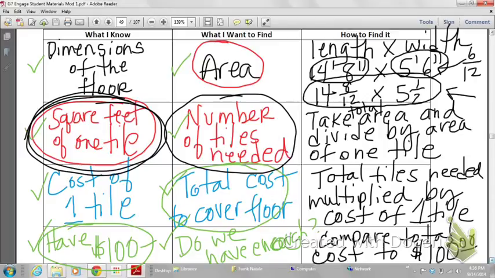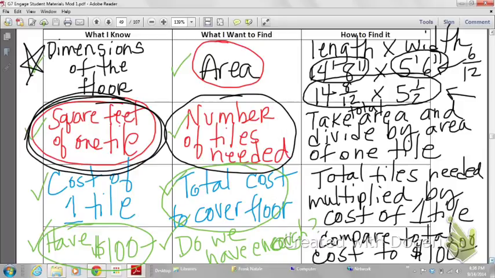Okay, so let's work this out together, and we'll use our plan here. First step is to find the area. Find the area of this room with the dimensions that we've been given.